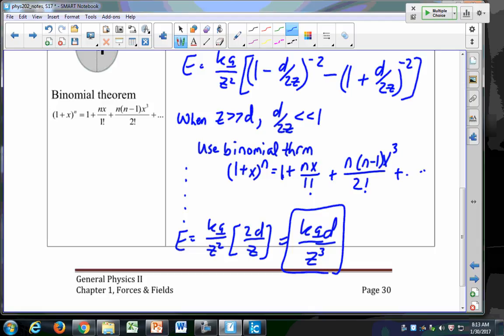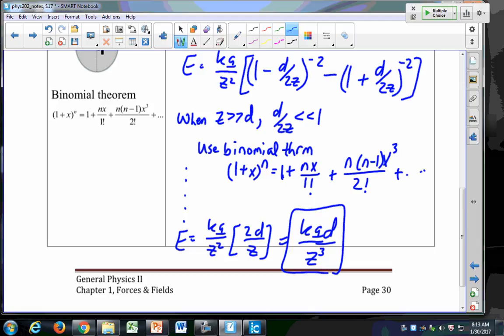Again, you're not responsible for this. So if you want to write a note, say, don't study this for the test. But I just want you to see the process that you go through, because you might see derivations similar to this later, where you use things like the binomial theorem and you rewrite these terms in different ways to help you derive expressions for that.